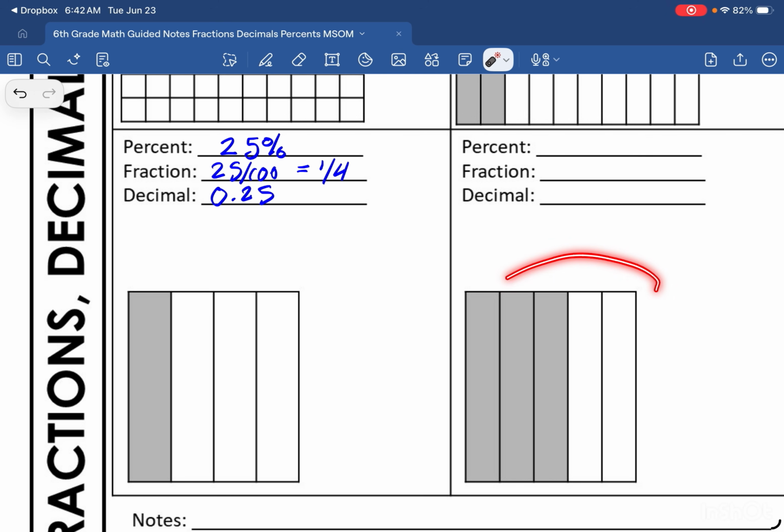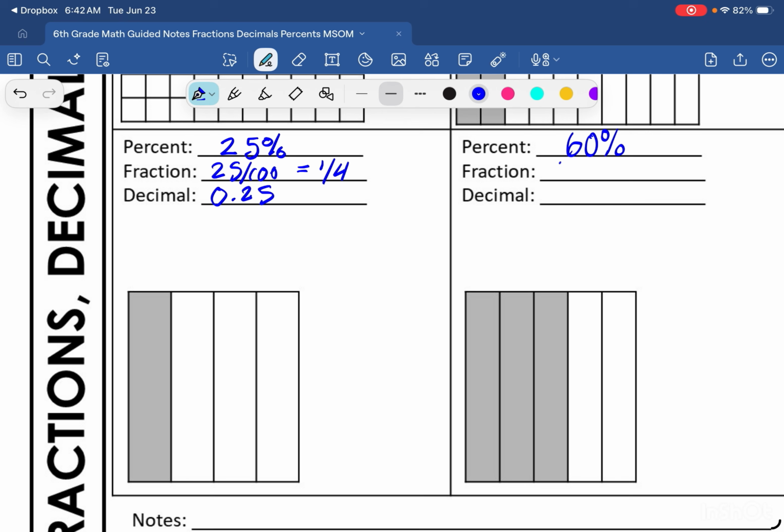This question right here, there are 5 sections, so each section must be 20%. So I have 20, 40, 60% shaded. As a fraction, that's 60 out of 100, or looking at that, you could say 3/5. 60 out of 100, I would say 60 hundredths. So I could write 60 hundredths, which is the same as 6 tenths.